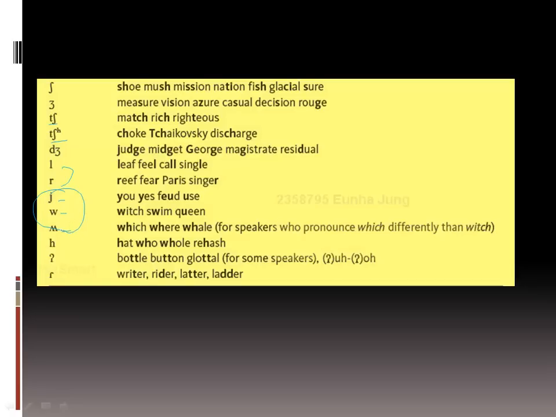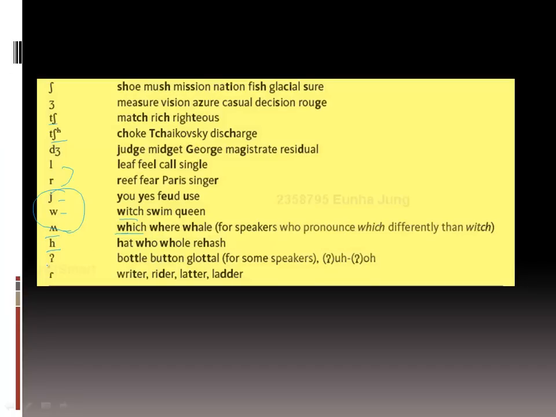And the upside-down W is for if you're pronouncing the H sound here. Some people do that. Some people pronounce which and witch the same way. I think that's probably Washingtonians here. But there are those people who pronounce this H in which, where, whale. For those people, it's the upside-down W.